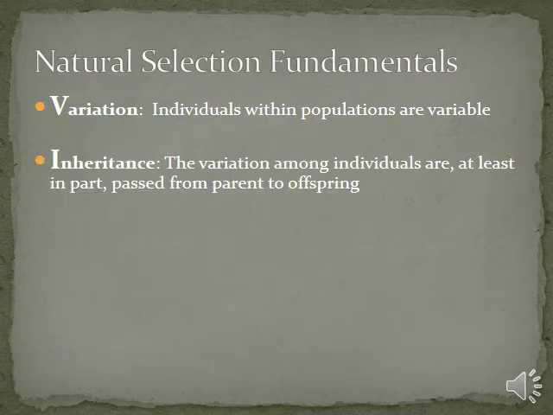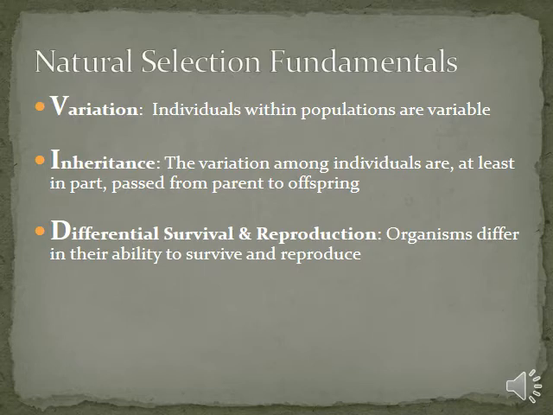Now, the second tenet or the second fundamental for natural selection to occur is that there is inheritance. You may also have heard of this as heritability. Essentially, what this means is that the variation among individuals is in some way or form passed from parent to offspring, is inherited. And we also see another tenet of differences in survival and reproduction, which we call differential survival and reproduction. What that means essentially is that organisms differ in their ability to survive and reproduce.